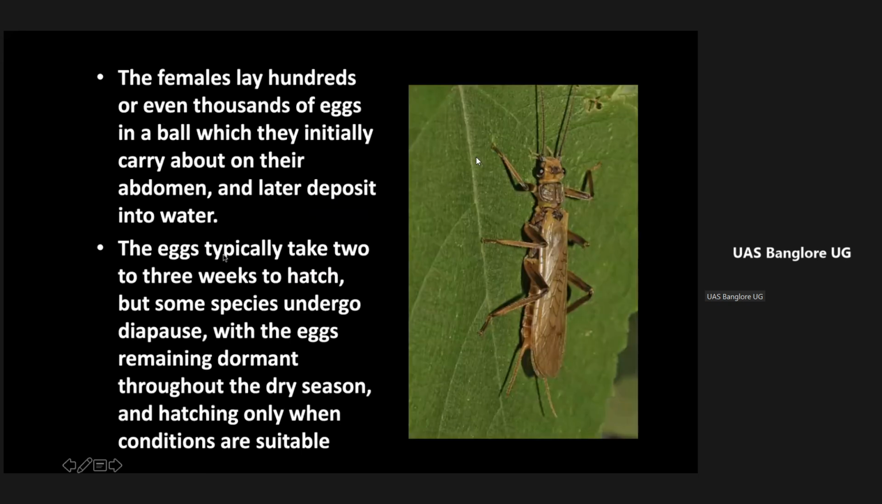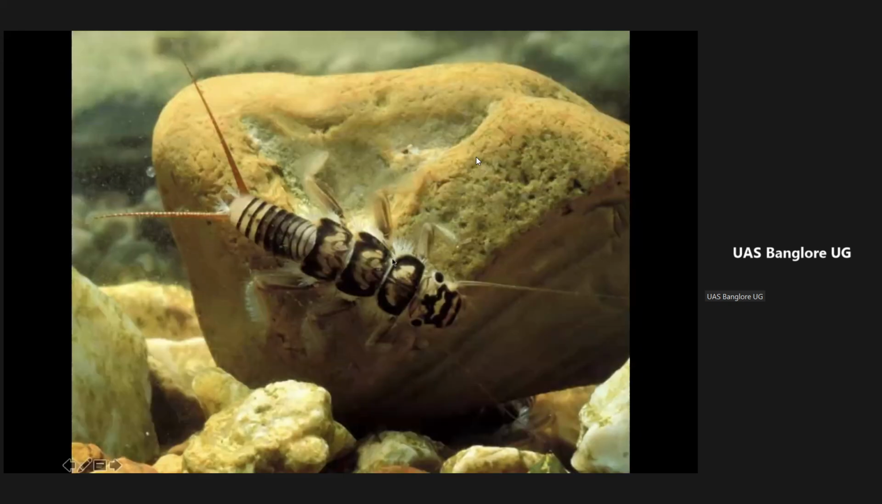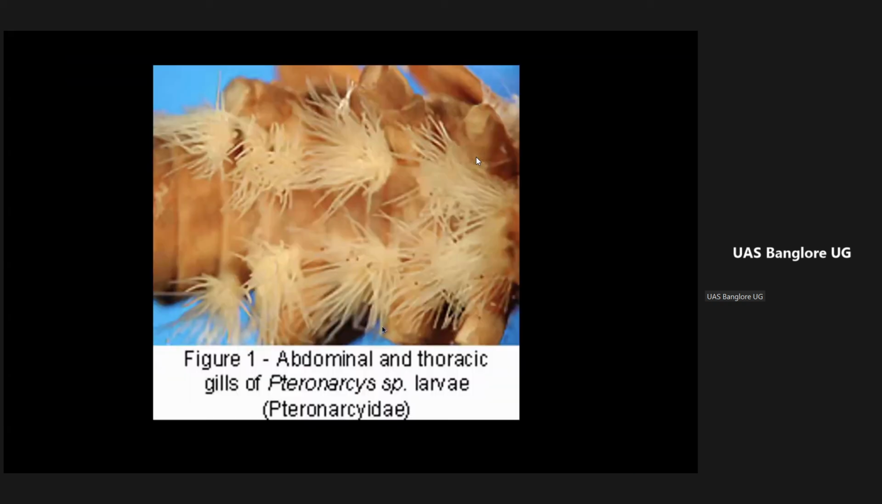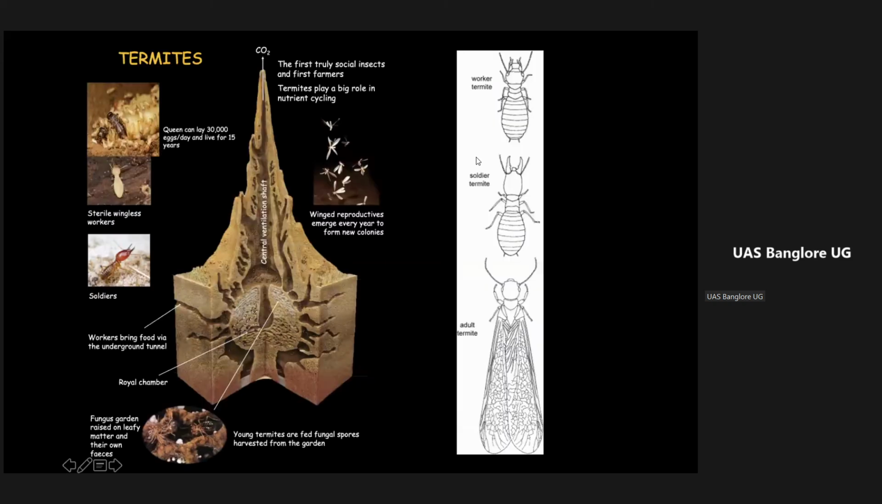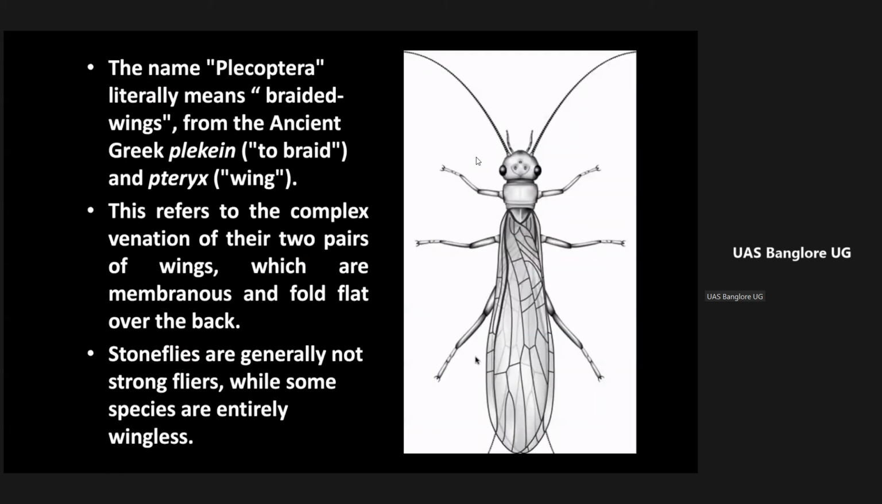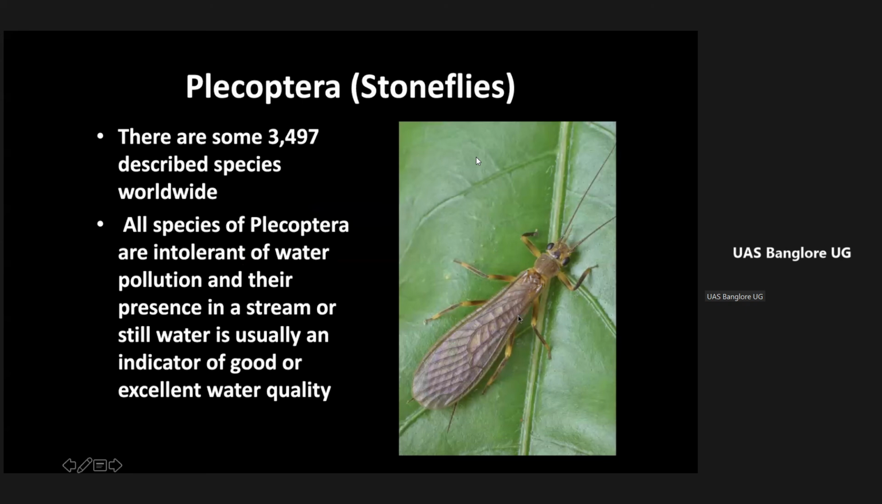So what are the characters? The nymphs are aquatic in nature, and they also have long cerci at the abdominal tip, and they feed on whatever material comes in their way. The other interesting thing about the nymphs is the abdominal and thoracic gills. So there are both thoracic gills and abdominal gills present in stoneflies. That's how you can identify this insect order. There are numerous veins and also folded wings. Because of that, we call them Plecoptera.